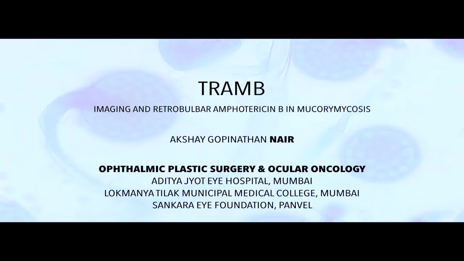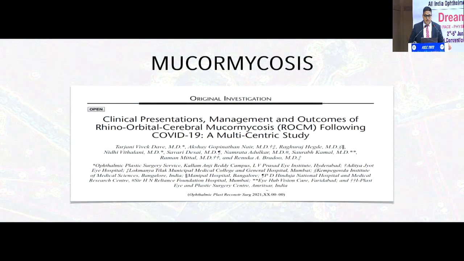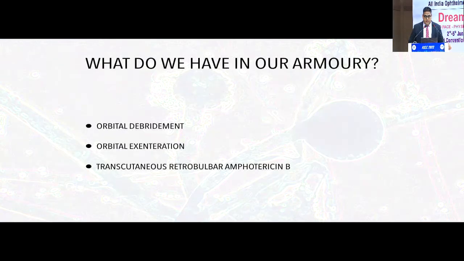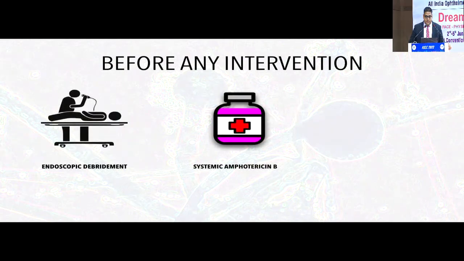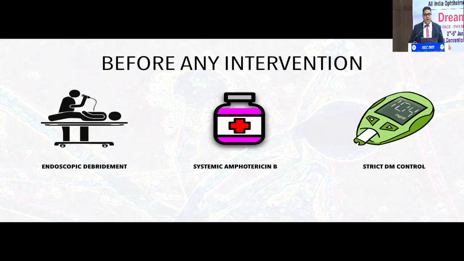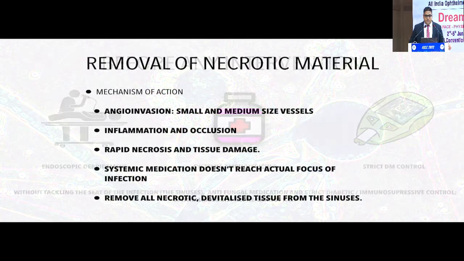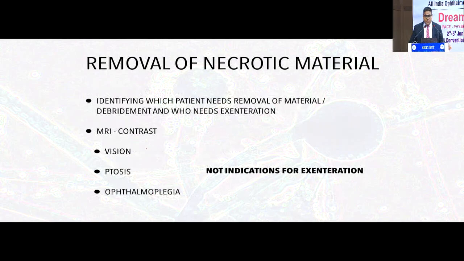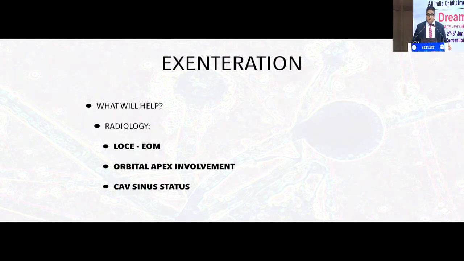So I'm talking about transcutaneous retrobulbar amphotericin B. I'll quickly go to the main slide that is of interest. Given that imaging and exenteration and debridement have been covered, it is important for us to know what route of treatment is indicated in what cases.